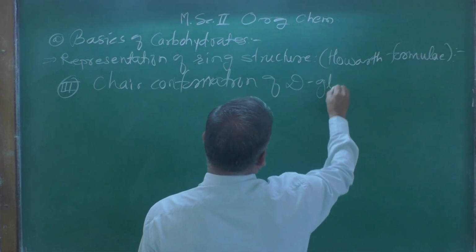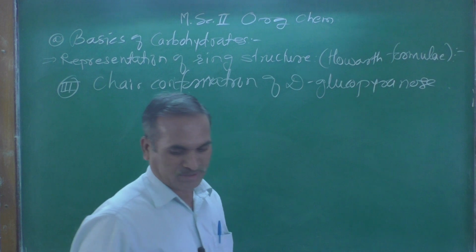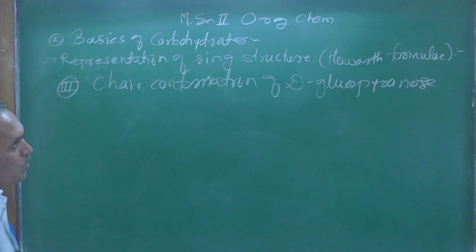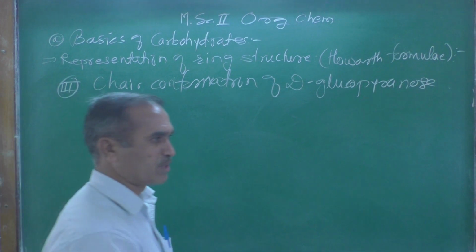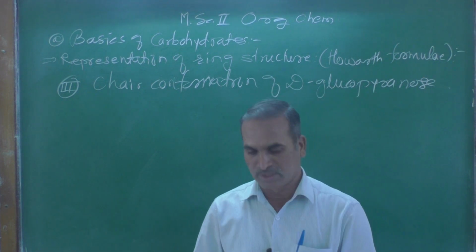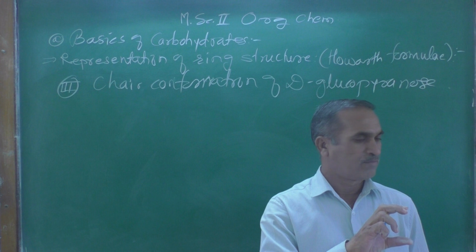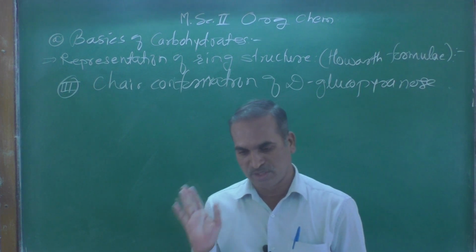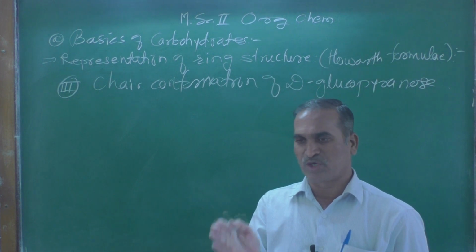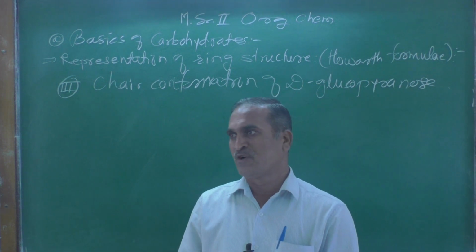D-glucopyranose, that is the structure we are going to see. Chair conformation of D-glucopyranose. Conformation means what? It is obtained just by rotating the carbon-carbon single bond. In the case of the chair cyclic form, flipping is a process. Have you heard this word before? Flipping is a process where an axial bond becomes equatorial and an equatorial bond becomes axial.